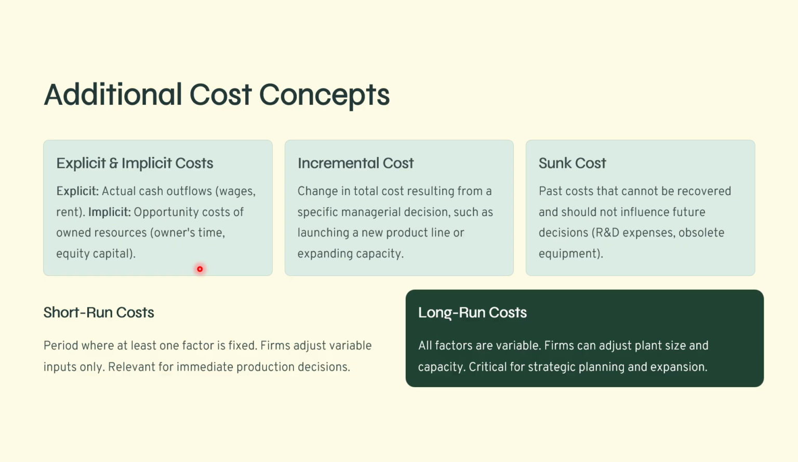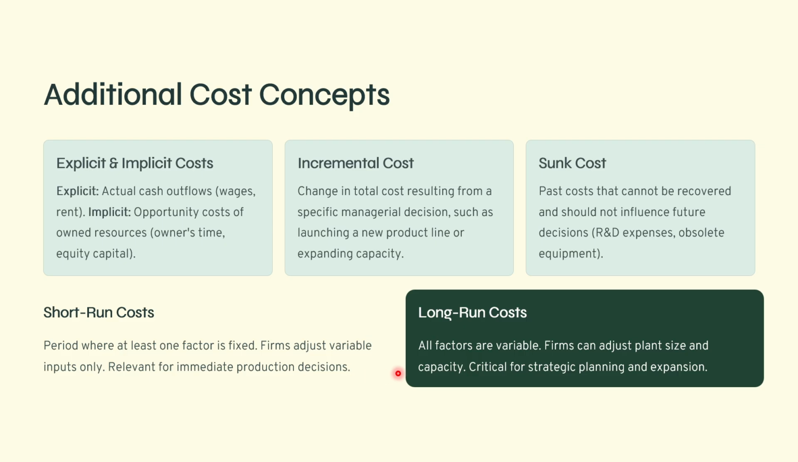Whereas incremental cost means changes in total cost resulting from a specific managerial decision, such as launching a new product line or expanding capacity. Then sunk cost means past cost that cannot be recovered and should not influence future decisions, for example R&D expenses, obsolete equipment, etc. That is called sunk cost. What is short run cost? It is a period where at least one factor is fixed. Firms adjust variable inputs only, relevant to the immediate production decision.